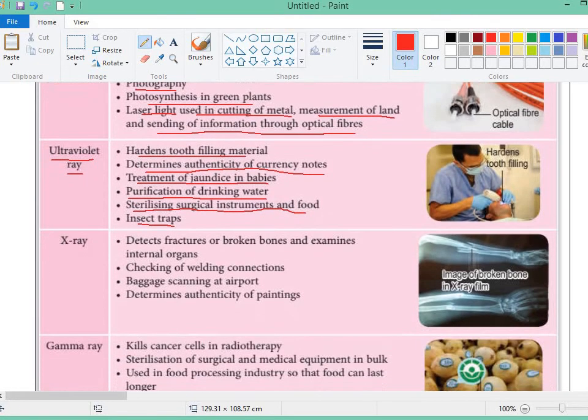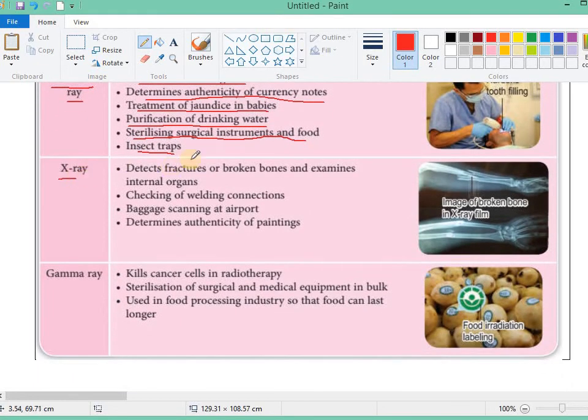Okay, so next, X-ray. X-ray is used to detect fractures or broken bones and examine internal organs, check welding connections, scan baggage at airports, and determine the authenticity of paintings. I think there's no need to explain, right? You know how X-ray works.